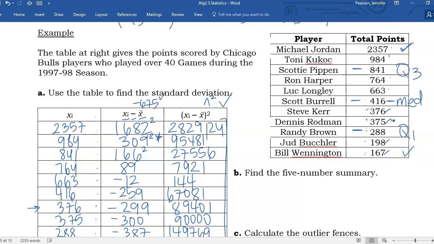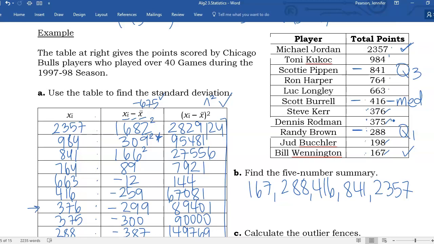So I'm going to list them in order. 167, 288, 416, 841, and 2,357.